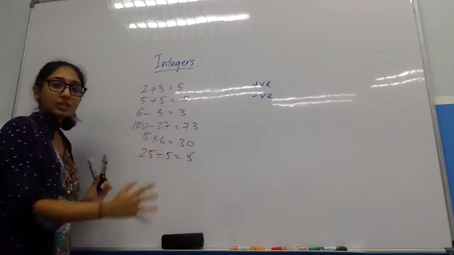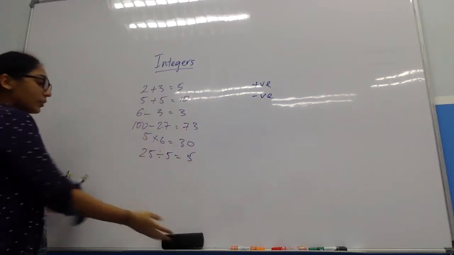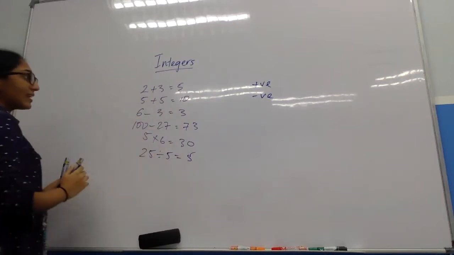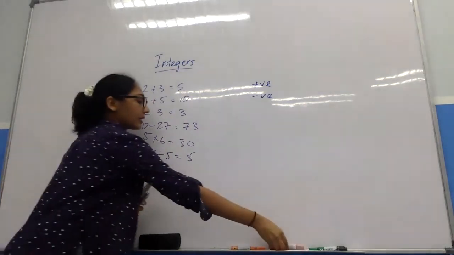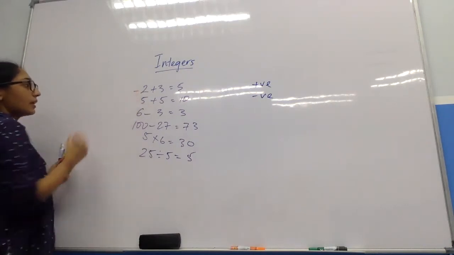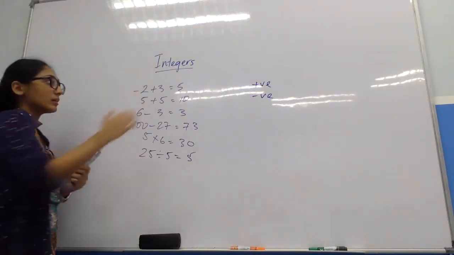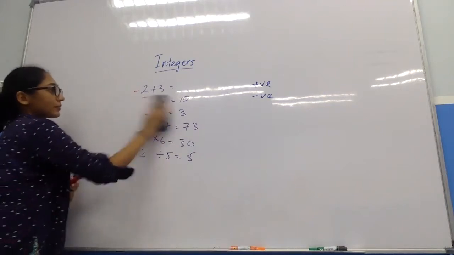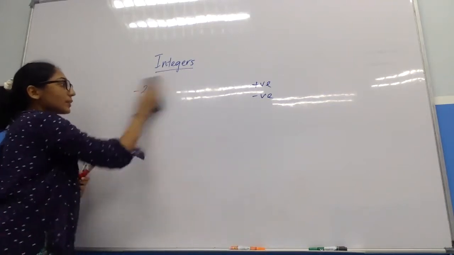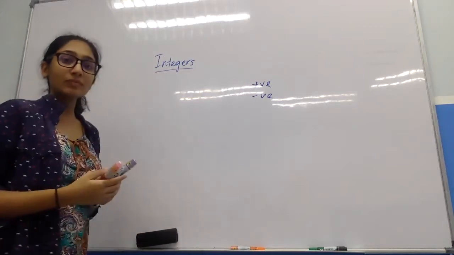There's no confusion here. Okay, but what we're going to look at today is when there is a negative. So for example, if I put a negative here, -2 plus 3, what happens? Okay, so I'm going to teach you a simple way to do questions that involve negatives.